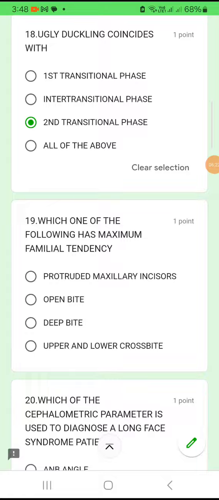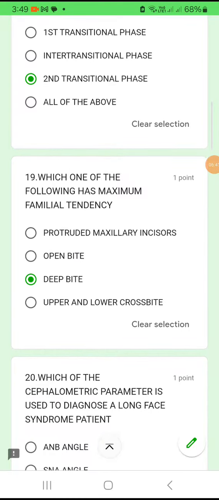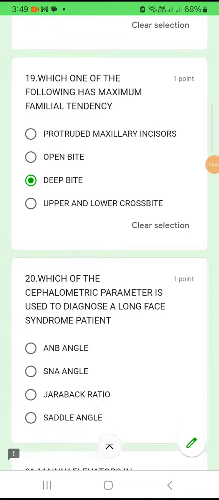Question number 19. Which of the following has maximum familial tendency? The one which was hereditarily transmitted from father to their sons or daughters. Protruded maxillary incisor or open bite or deep bite or upper and lower cross bite. According to studies, deep bite has got more familial tendency. Okay, so option C.